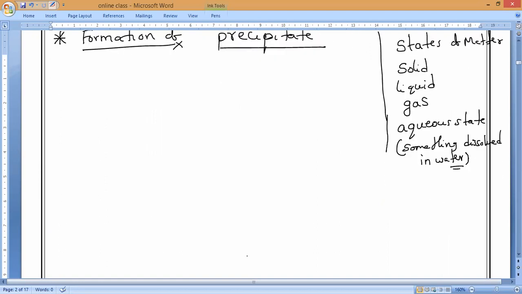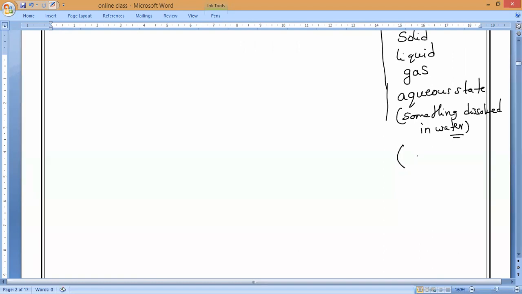Suppose, for example, you have taken hydrochloric acid. Is hydrochloric acid in the aqueous state or the liquid state? What about H2SO4? Is H2SO4 in the aqueous state or the liquid state? Aqueous state, because H2SO4 is not the pure acid. It is dissolved in water. So that is why its state is the aqueous state. We can represent the aqueous state with AQ. That is the clear thing you have to remember.